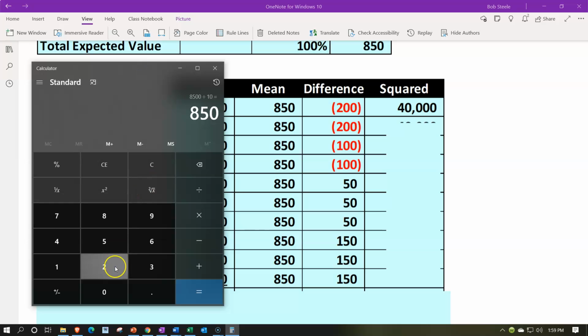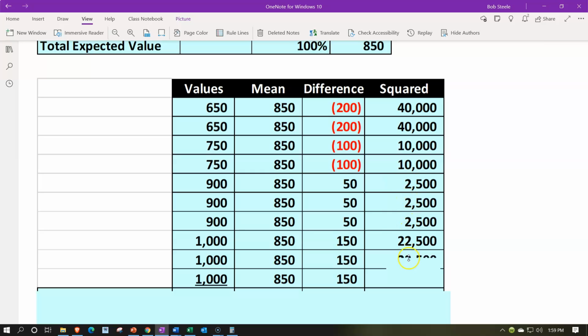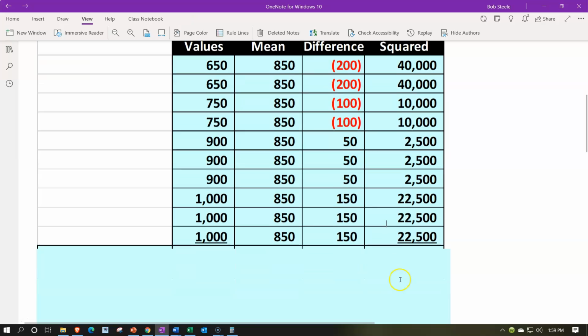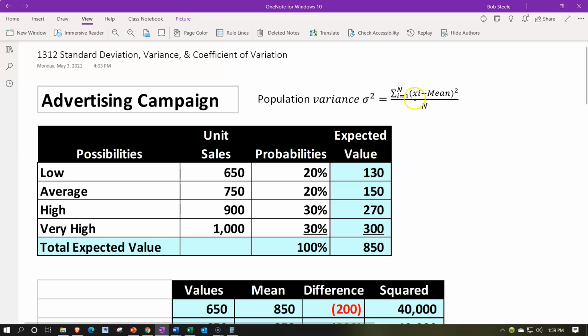So let's say this is negative 200, and square it. There's the 40,000. Pulling this back over, if we squared all of them, we're going to do the same. 40,000 there, 10,000 there. Negative 100 squared, 10,000, 50 squared, 2,500, 50 squared, 2,500, 150 squared, 22,500, and so on. And then we can sum these up. If we sum these up, this is 175,000, that's the numerator up top.